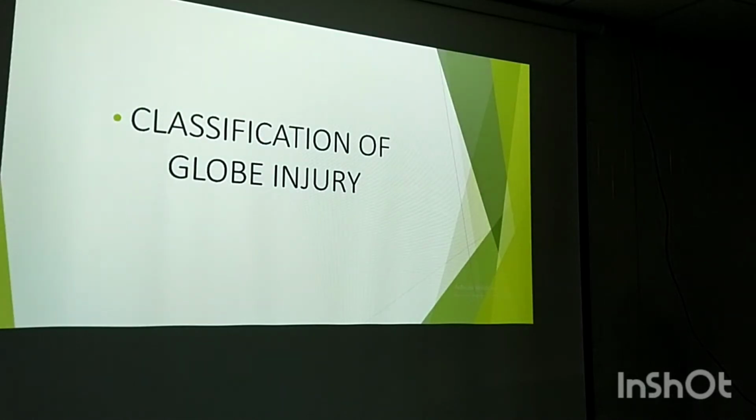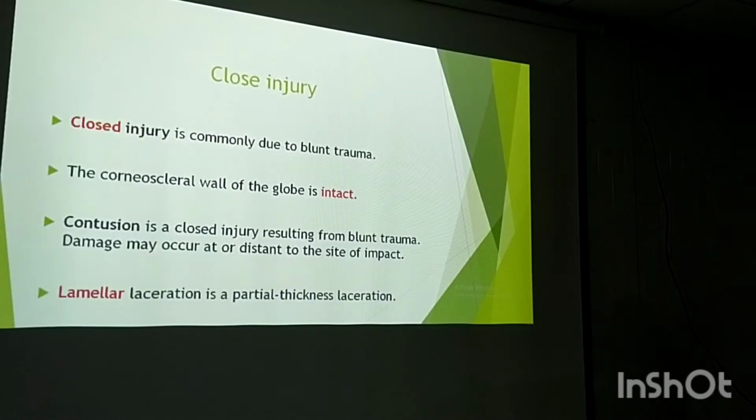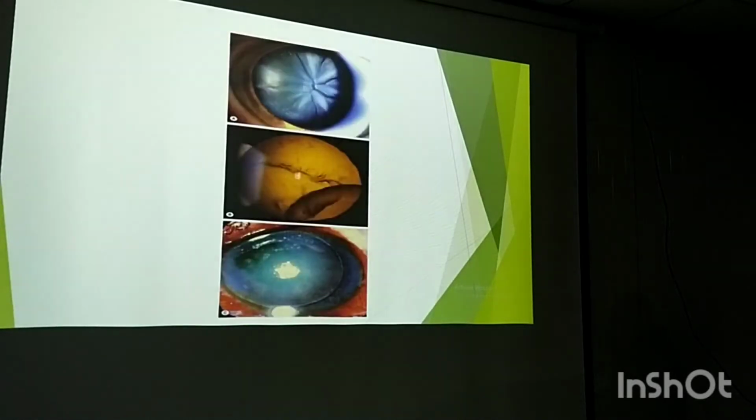Now how to classify the globe injury? After the lid we come to the globe. Again, as it is the repetition of the last, we quickly move from here. The closed globe injury. Whenever there is a closed globe injury, it is due to blunt trauma. It is a flower-like cataract. This is the subluxation of the lens. This is the crystalline lens.